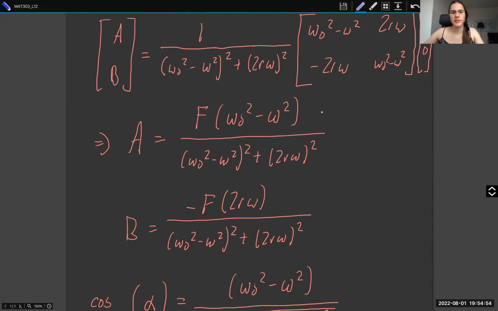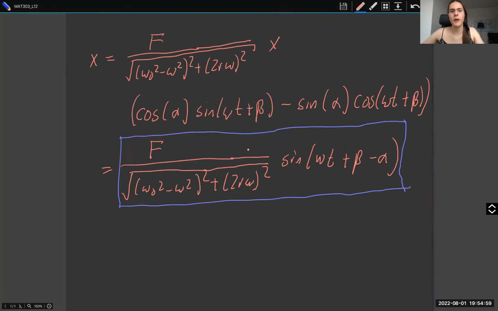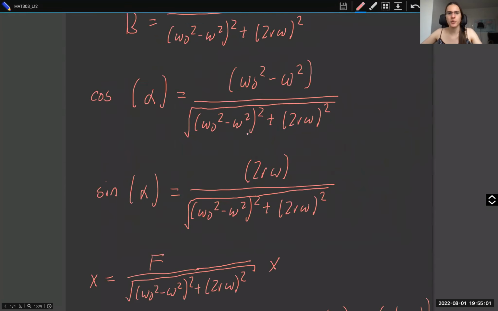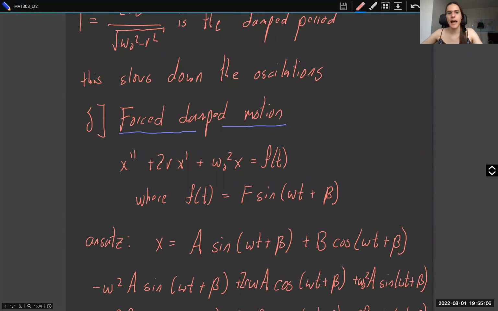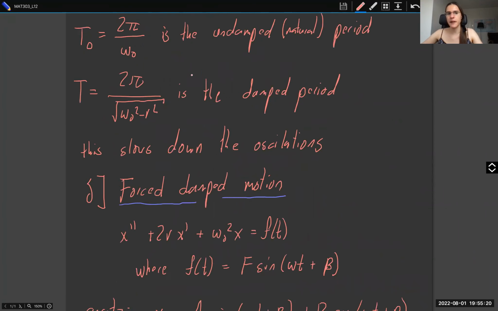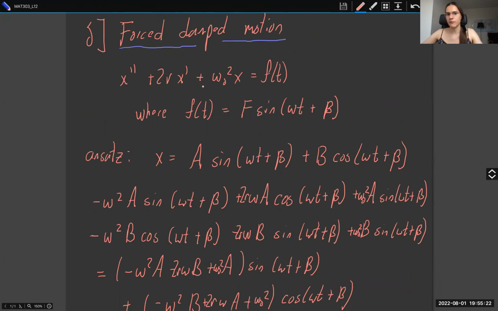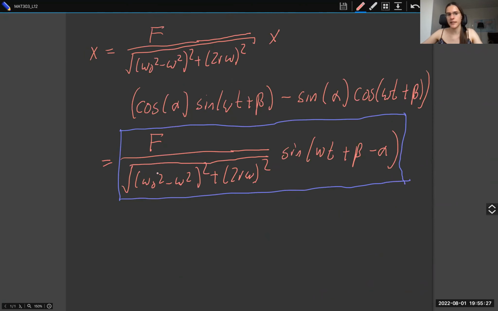And so the general solution is going to be this plus the solution to the homogeneous part. Now, the solution to the homogeneous part is going to depend on what case we're in, right? Because we can have r greater than omega naught, r equal to omega naught, or r less than omega naught. In each of those cases, we'll get some specific solutions to the homogeneous equation, but independently of all three of those cases, the particular solution is going to look like this.